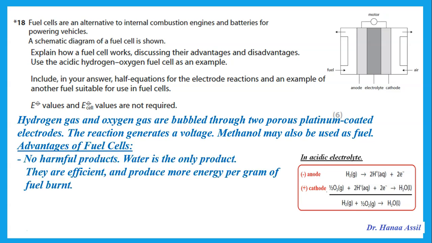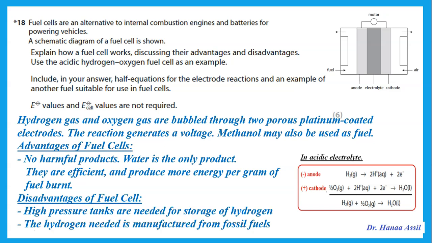Now, what are the advantages? Remember, these hydrogen-oxygen fuel cells don't produce any greenhouse gases, no harmful products, because the only product that is obtained is water. They are also efficient and produce a lot of energy per gram of the fuel. Now, the disadvantage is that hydrogen, of course, is a gas. It has to be stored and transported in high pressure tanks. And in any case, hydrogen originally is manufactured from fossil fuels, which uses up the resources that we have.